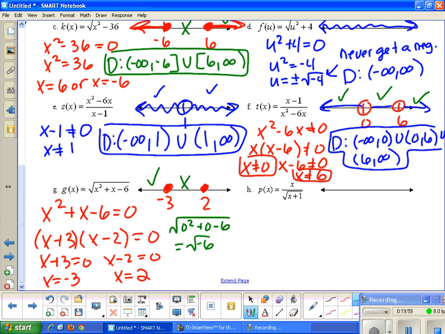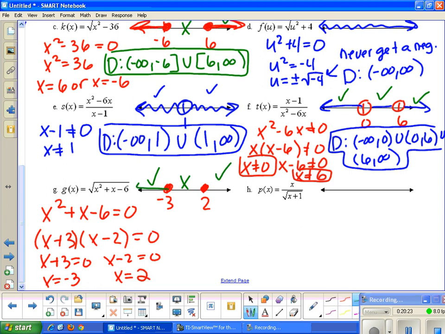And again, you don't have to use 0. You could have used 1. You could have also used 1.5. It's just an easy number to use. And to the right of 2, we could use 3, or we could use 4, 5. Like I said, it doesn't really matter. I'm going to use 10 in this case. So 10 squared is 100, plus 10 minus 6 will not give me a negative number. So these numbers are also going to work.